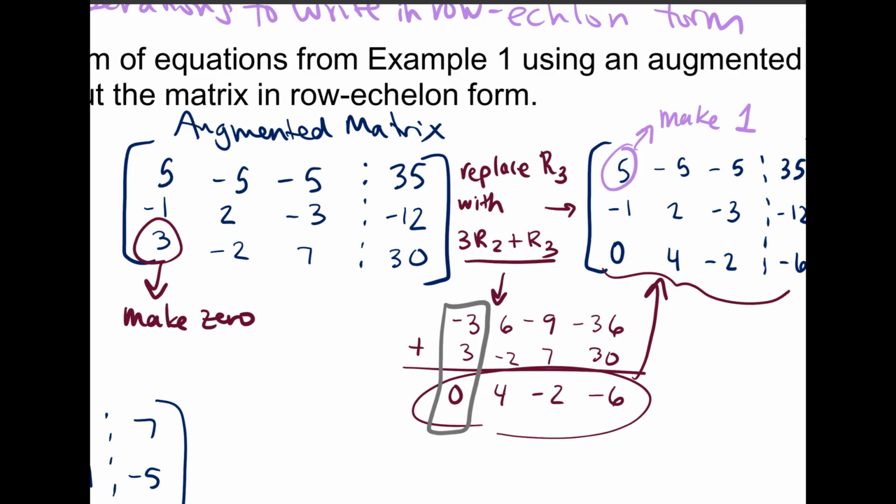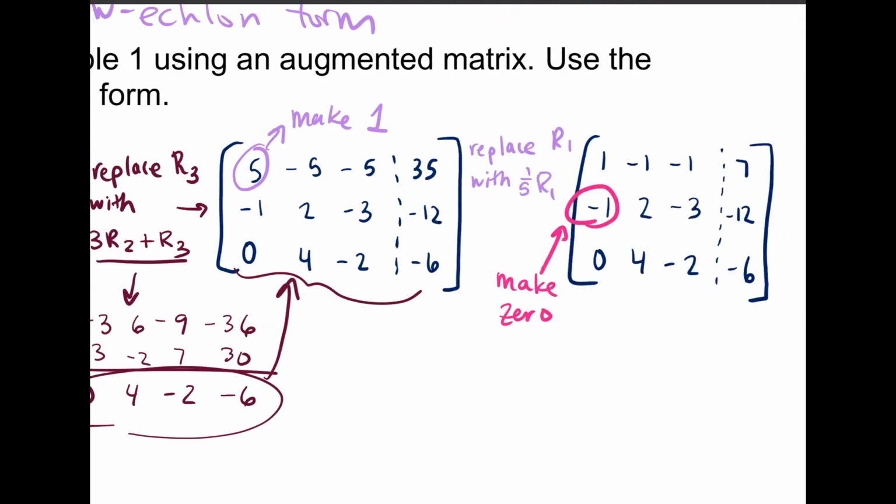It's literally just solving puzzles. That's what this is. How do I get rid of it? Okay, well, I could multiply the second row by 3 and add it, because that's the elimination method. So that was the first thing we did.